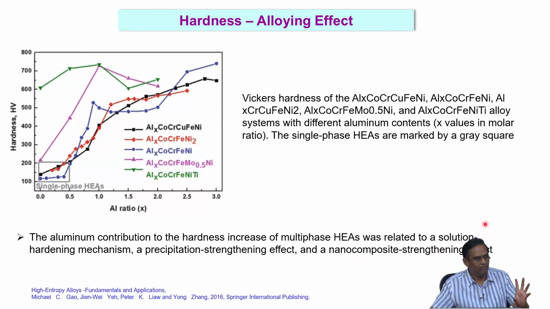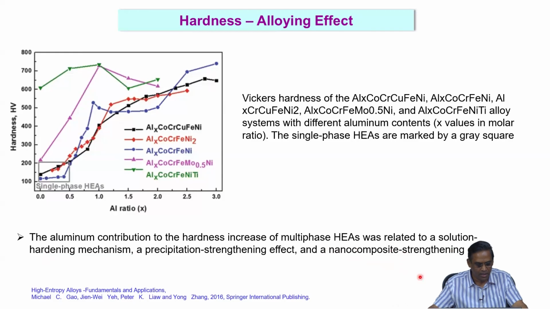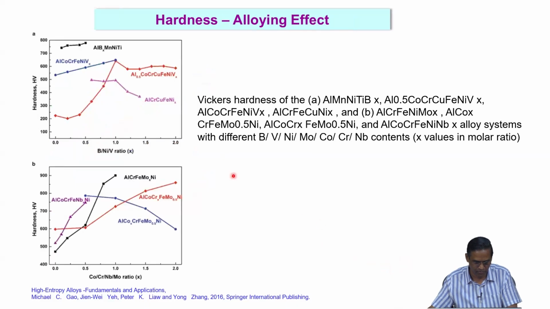When you have a particular chemistry, for example, in the previous slide we talked about age hardening, that means you have one particular phase forming, and then we talked about high temperature age hardening, that means you have a specific intermetallic forming only at high temperature. But you can also tweak the alloying elements in such a way that you get precipitation strengthening as well as the nano composite strengthening effect. Several mechanisms can be combined to exploit the strength of the material.